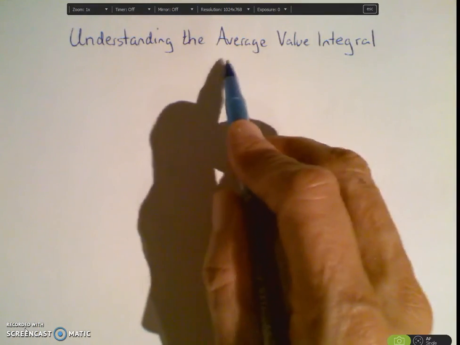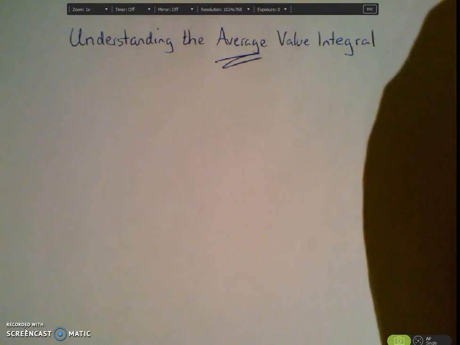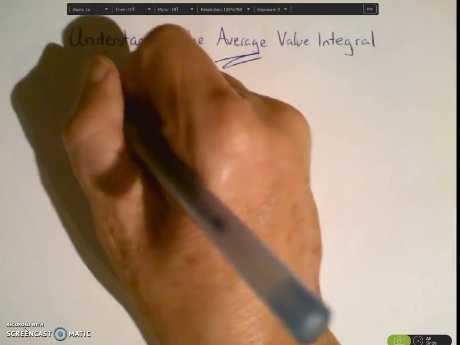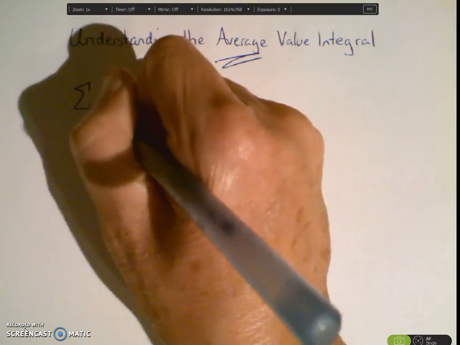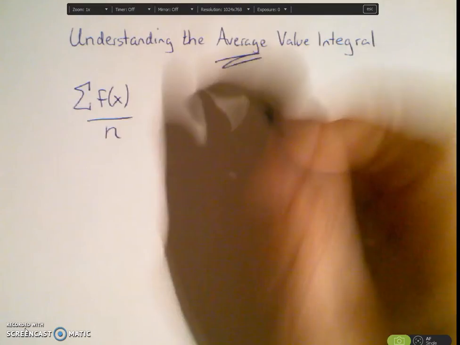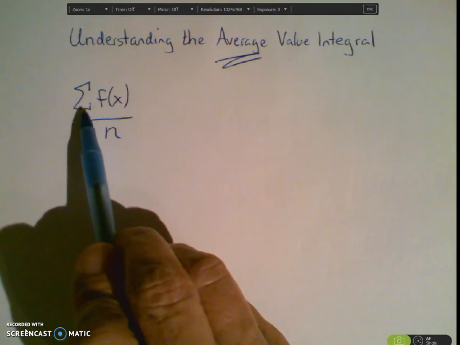We're going to be talking about the average value integral today. You've been finding an average since middle school. How did you do it back in the old days? Well, you added up some values and then you divided by the number of things you've added up. Whenever you see a summation symbol in calculus, you should think it involves a definite integral.